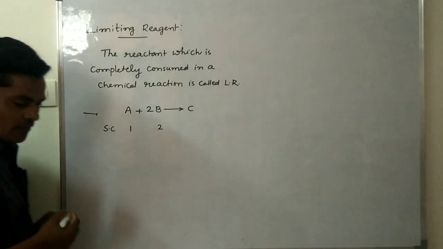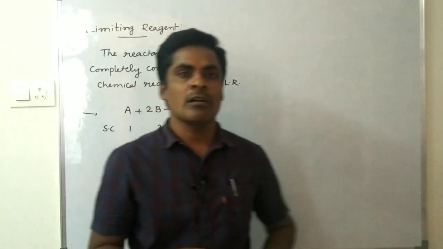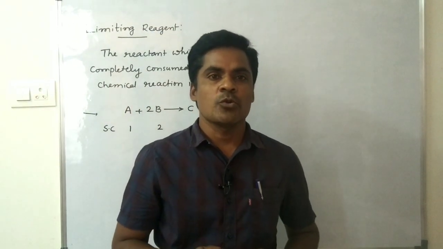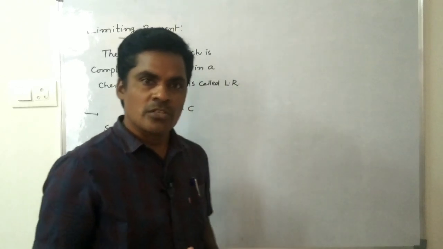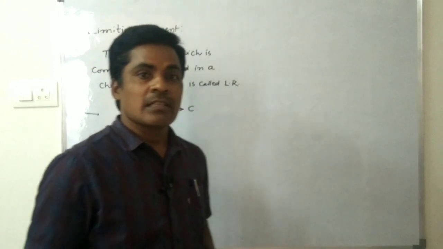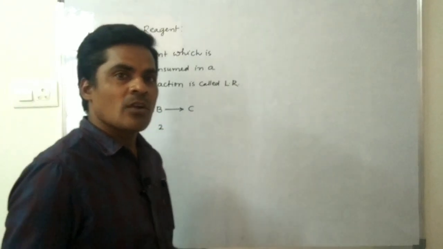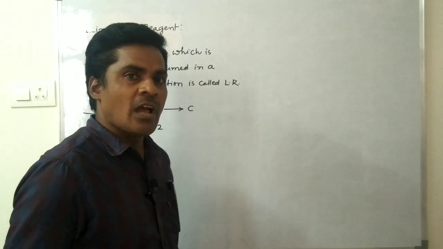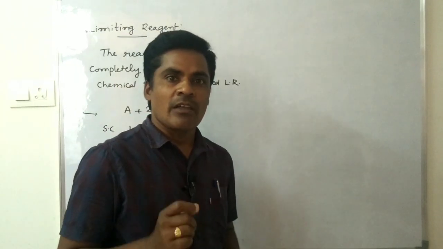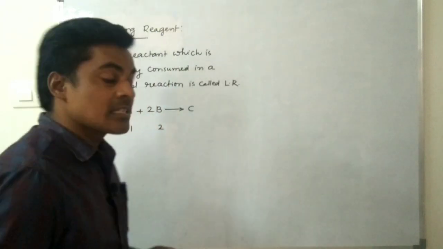If the moles of reactants are not taken in the same ratio as their stoichiometric coefficient ratio, at least one of the reactants gets completely consumed in the reaction. That is called the limiting reagent, and the other reactants are left over in the reaction, called excess reagents.